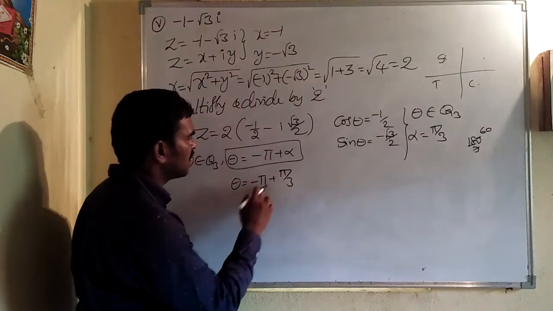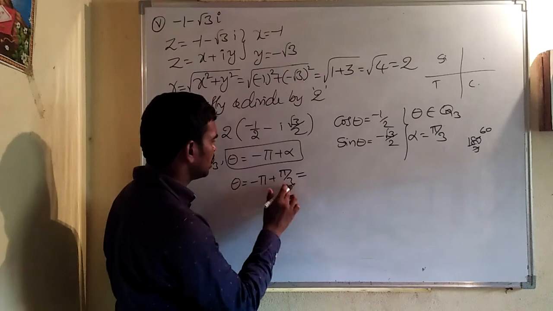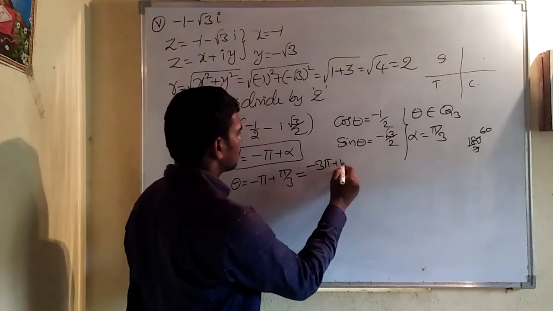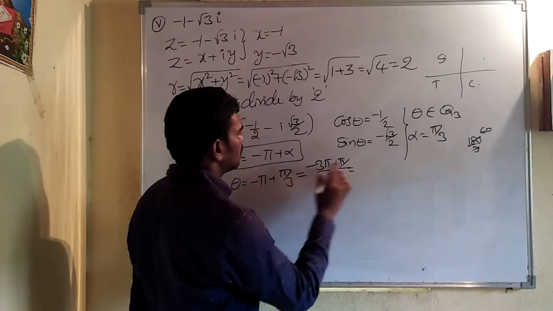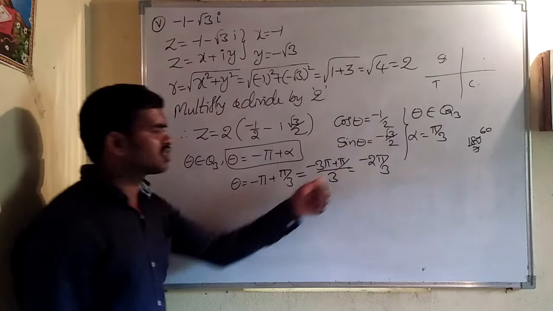So minus pi plus alpha, where alpha is pi by 3. Simplifying this, 3 into minus pi is minus 3 pi, plus pi by 3. Minus 3 pi plus pi gives minus 2 pi by 3. So theta also we got.